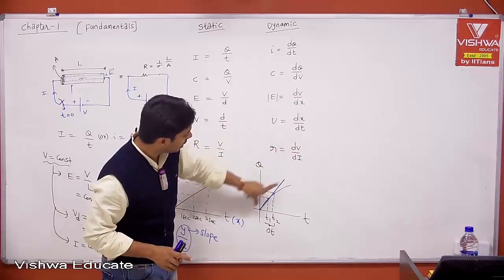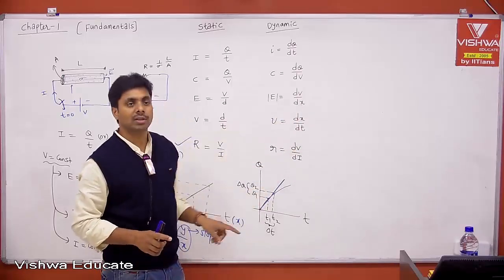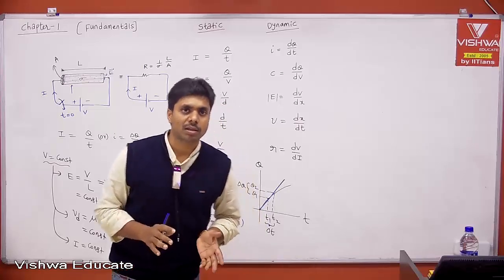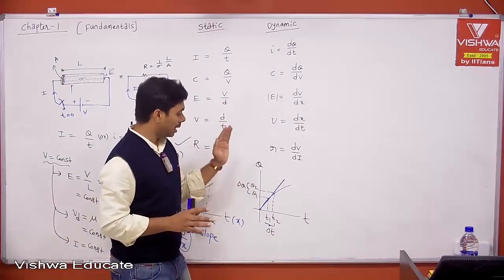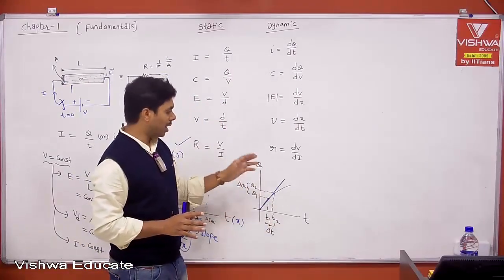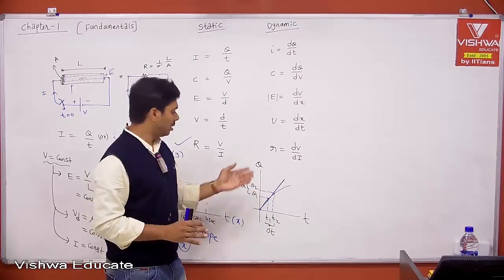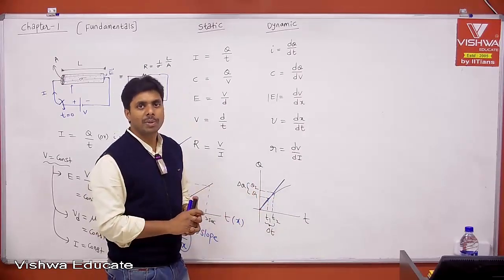It is like the slope of a line which is passing through the origin. If you take Q1 by T1, that is not correct. That is what I want to say. Therefore, if the system or the element is non-linear and you have two variables, then you can go ahead with the dynamic definition. I hope everyone understood.